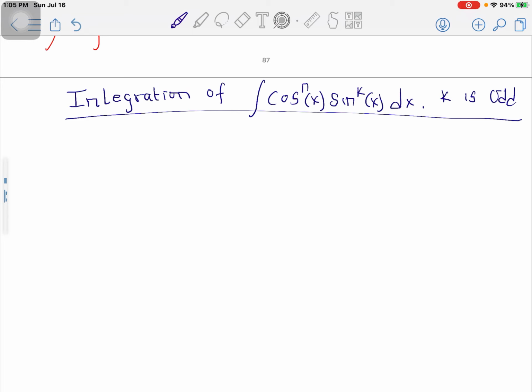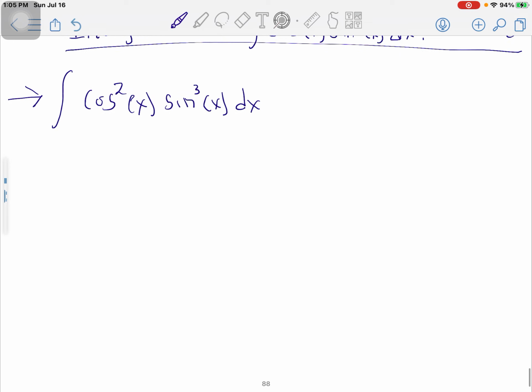So let's proceed and then do some examples. As I said earlier on, we are focusing on the product of a cos and a sine where the powers of both sine and cos are more than 1, and the power of the sine is an odd one. So let's take the integral of cos power 2 of x sine power 3 of x dx.